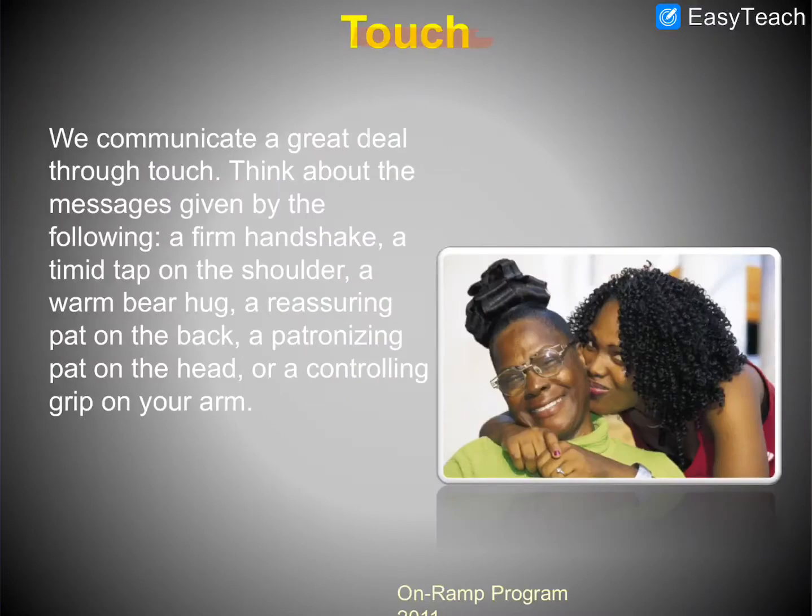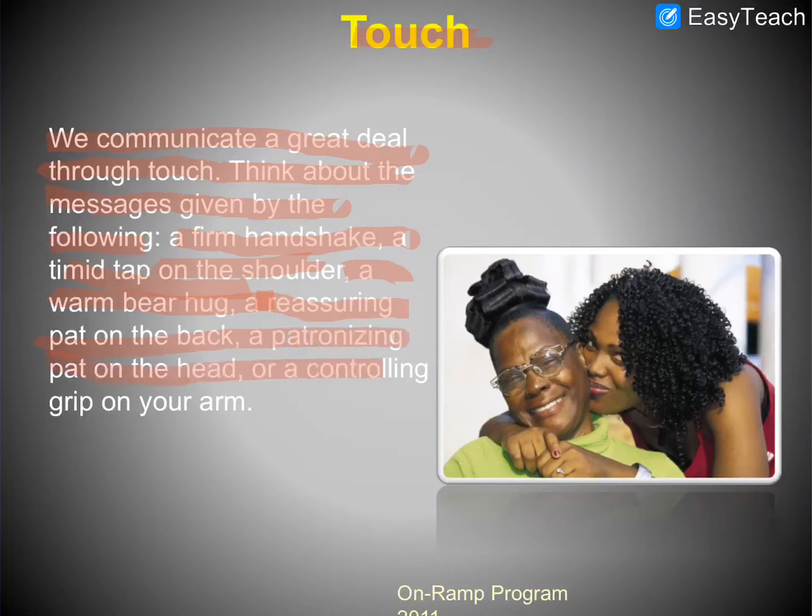Next is touch. We communicate a great deal through touch. Think about the messages given by the following: a firm handshake. Okay, this is a touch, a firm handshake. A timid tap on the shoulder, like you are scared. A warm bear hug. A reassuring pat on the back. A patronizing pat on the head, or a controlling grip on your arm.